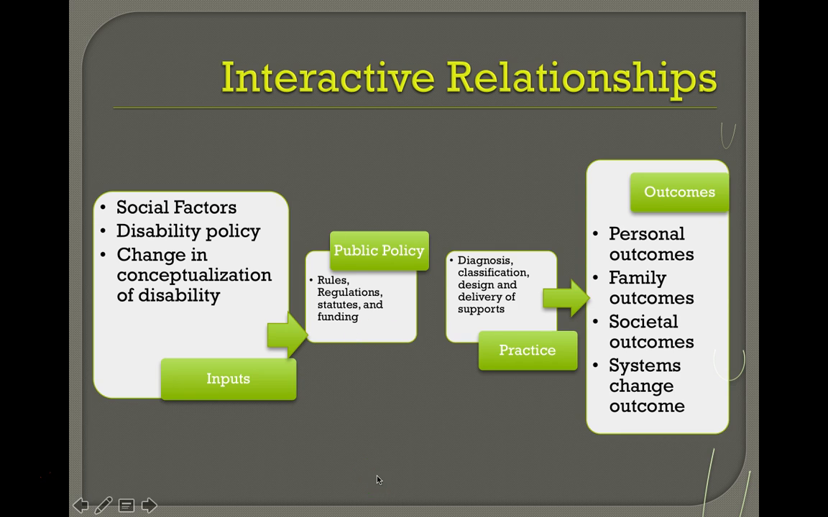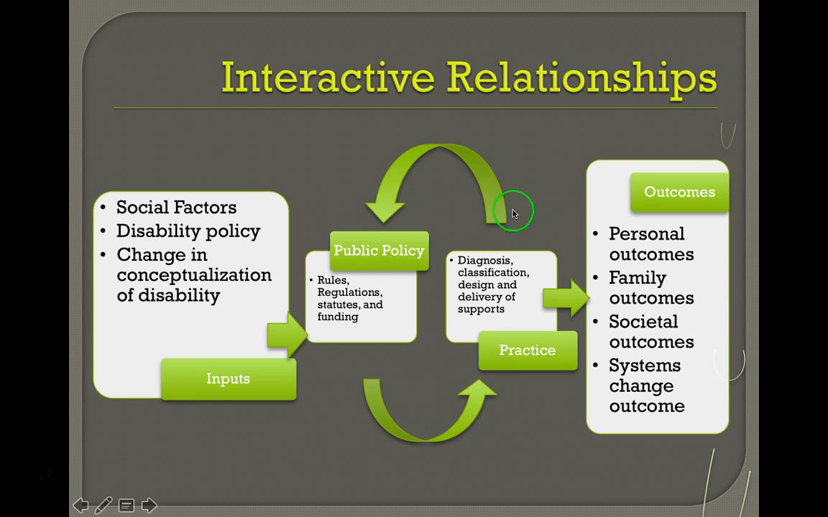So as our understanding of disability changes, our core principles change and have a direct impact on public policy and practice, which then subsequently affect our outcomes. For example, the focus on individual choice and control has led to the implementation of self-determination, taking self-determination into consideration when we're designing supports.